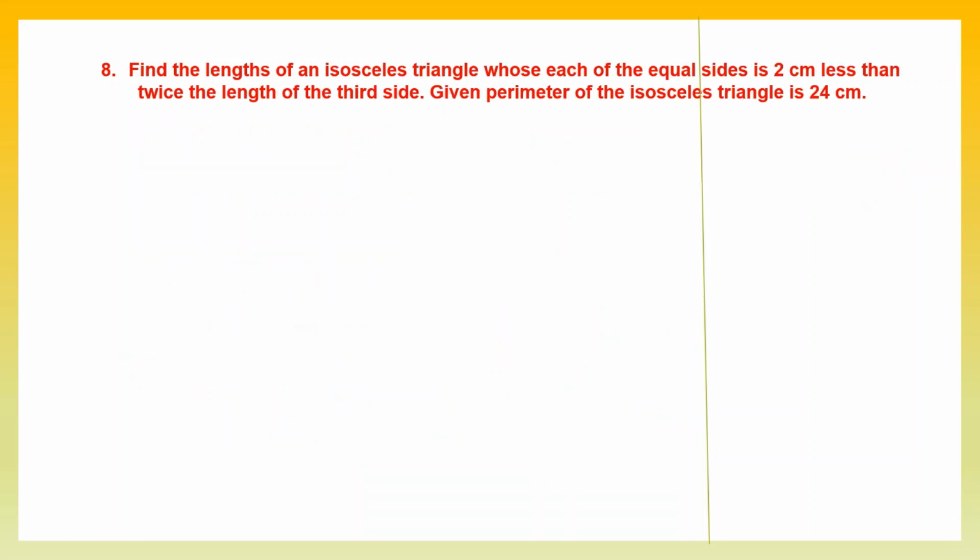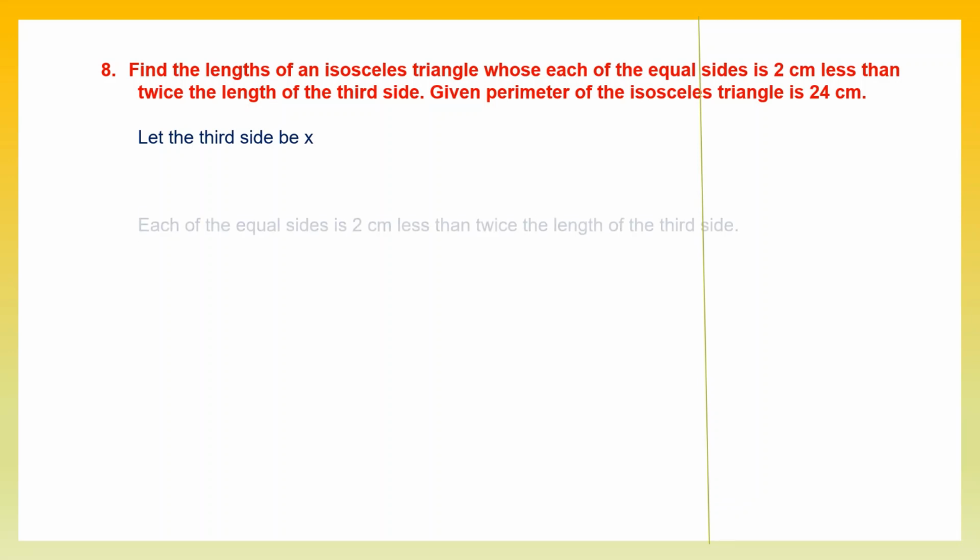Question 8. Find the lengths of the sides of an isosceles triangle whose each of the equal sides is 2 centimeter less than twice the length of the third side. Okay, so let's go carefully here and let's begin slowly. Let the third side be x. So this is an isosceles triangle which has 2 equal sides and a side of a different length. So we are talking about the third side. Let the third side be x.